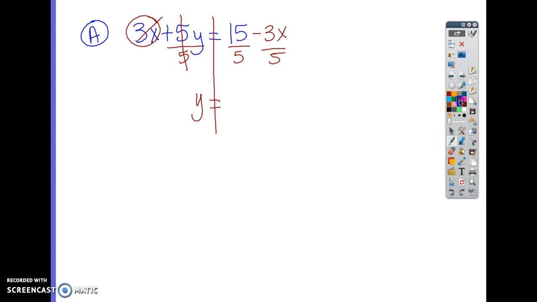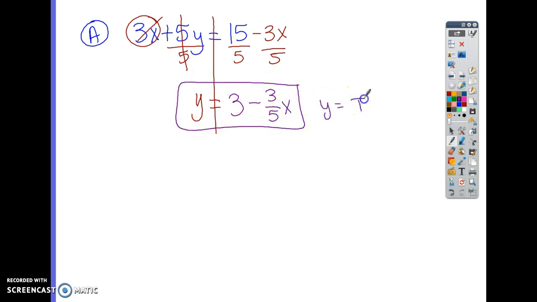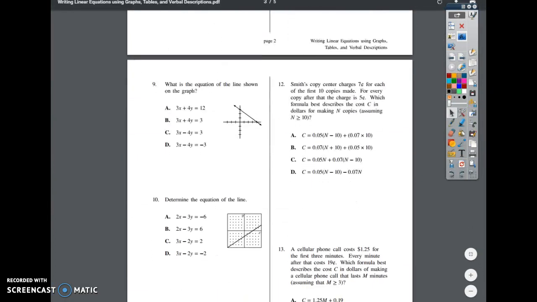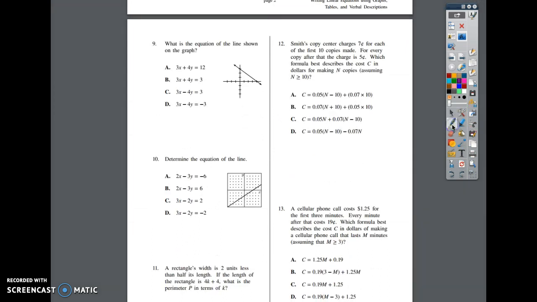So when we divide 15 by 5, what does that give you? 3. And negative 3 divided by 5? Yes, because you have to do math in order, so it gives you negative 3 over 5x. When you put this in y equals trace, does it look like the graph that they gave you for number 6? That's how you are going to do number 6, number 9, and 10. So 9 and 10 also have to be solved for y.